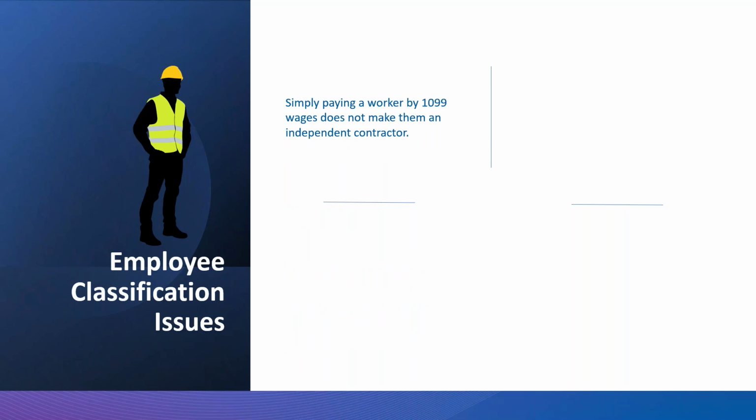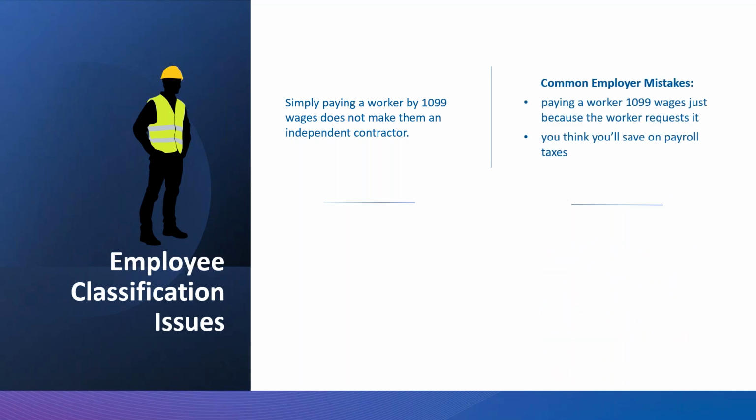So we're beginning with misclassification or classification of employees. We're talking about W-2 versus 1099 right now. And simply paying a worker by 1099 does not make them an independent contractor. This is all set up by the government. They have rules, and we'll talk about that in a moment, and we just have to follow the rules.